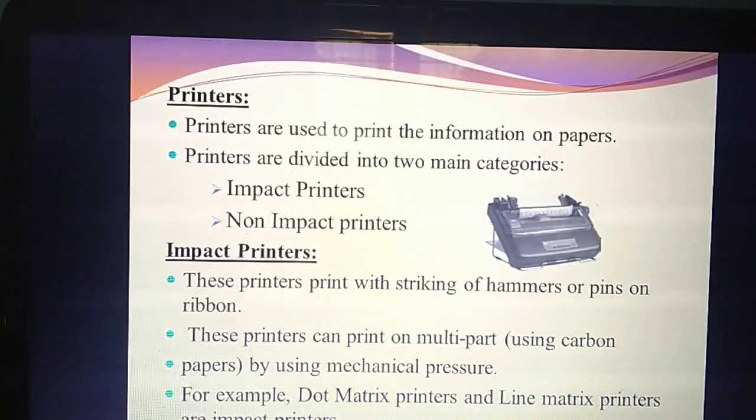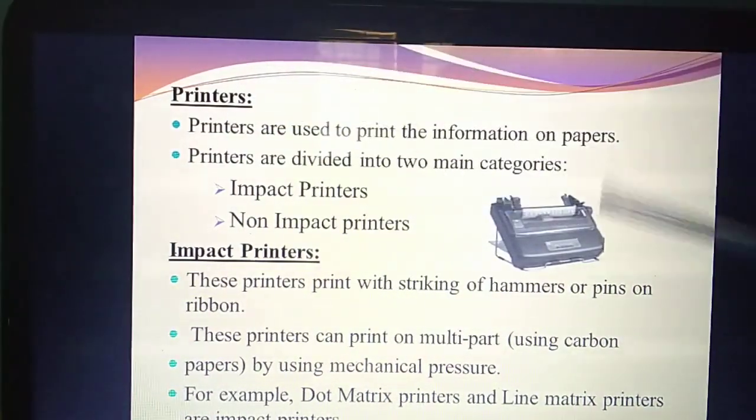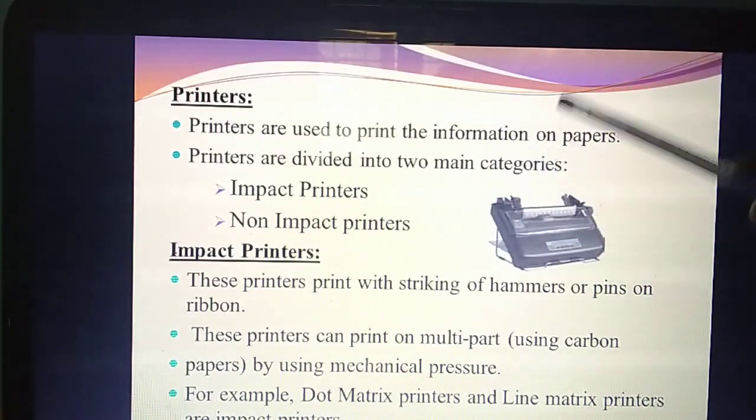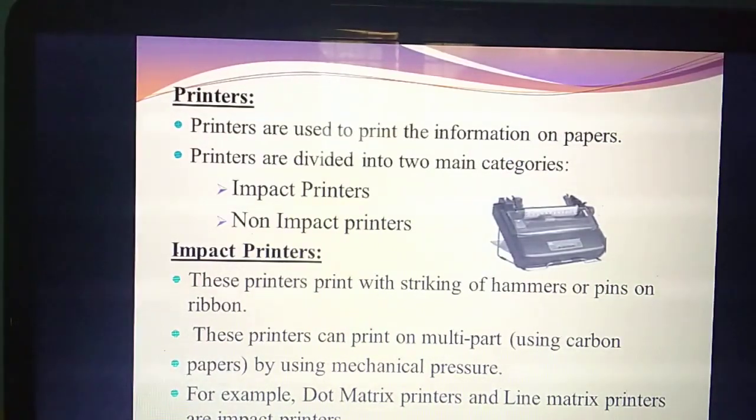Printers are divided into two categories. There are two kinds of printers. What are they? Impact printers and non-impact printers. If they ask this 5-mark question, first you need to put the heading Printers. Then write the definition: what's the use of a printer? Then the types. Printers are divided into how many types? 2. What are they? Impact and non-impact.